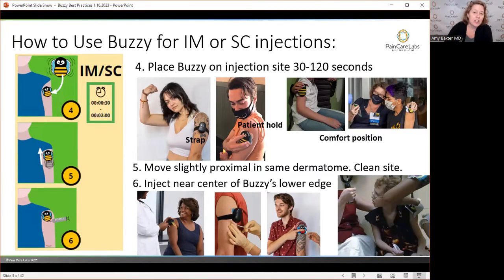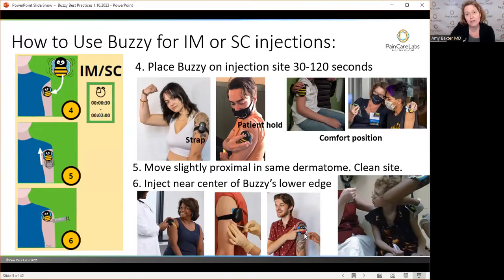Step 6, give the injection with the immunization as close as possible to the bottom of Buzzy. We'll talk about the dot in a second, but we put a little dot in so that you can see how to position the needle, and you want to inject near the center of Buzzy's lower edge. If you look here on the bottom, you can see this woman has it held with a yellow strap that comes with the healthcare units. This one's a subcutaneous injection that's being given on the back of the arm, and it's being held in place by the strap that comes with the personal units.